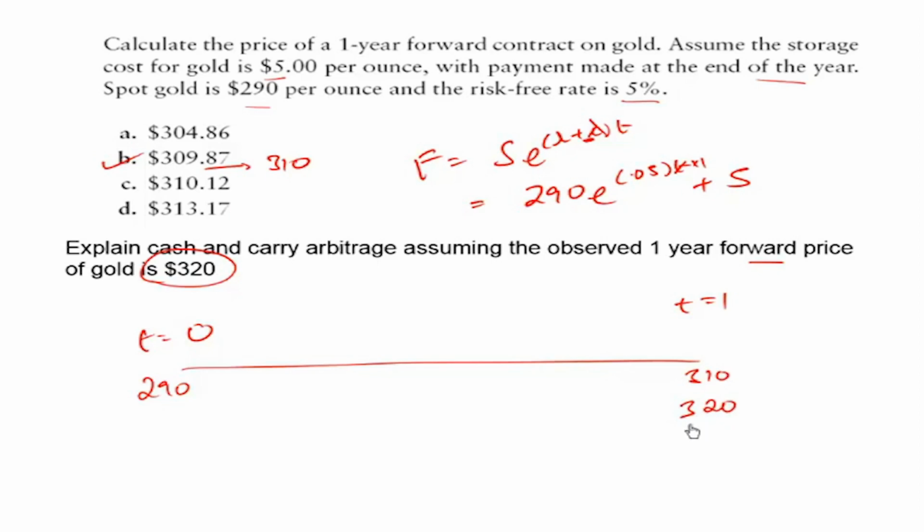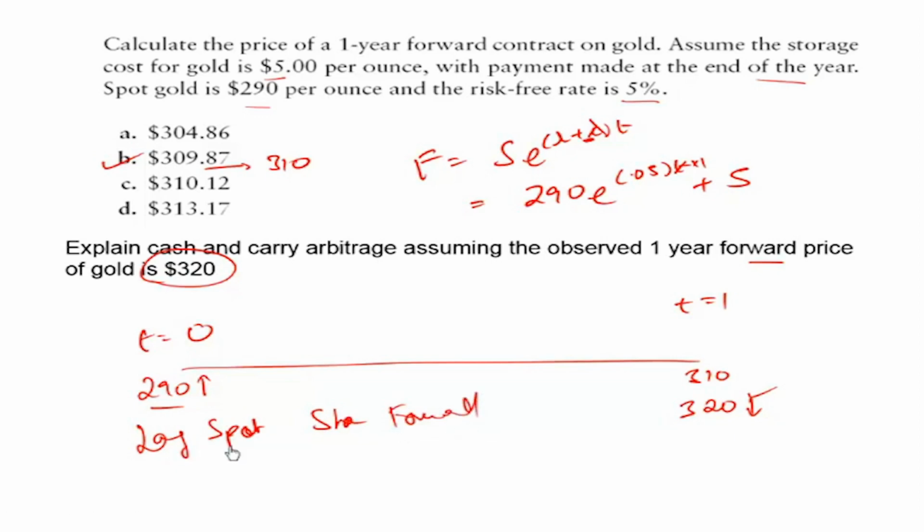Is gold cheap or expensive? Please note, it is expensive in some market and cheap in the other. So it is expensive in the forward, which means it is cheap in the spot. So if this has to be 320, either this 290 is incorrect or this 320 is incorrect. So either this will come down or this 290 will go up. Either way, how do we profit? Long spot, short forward.